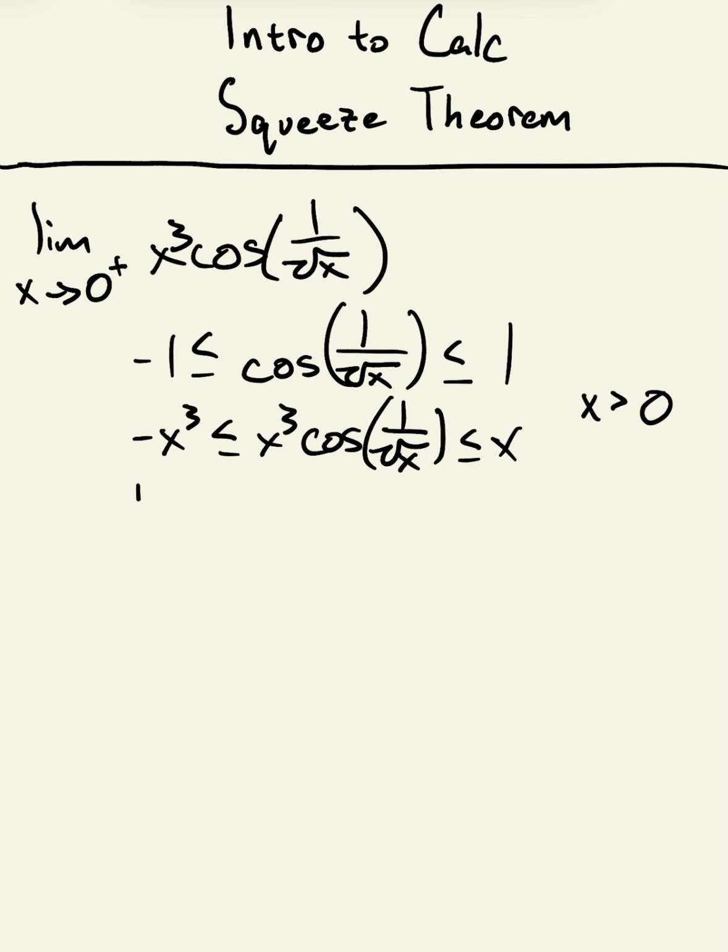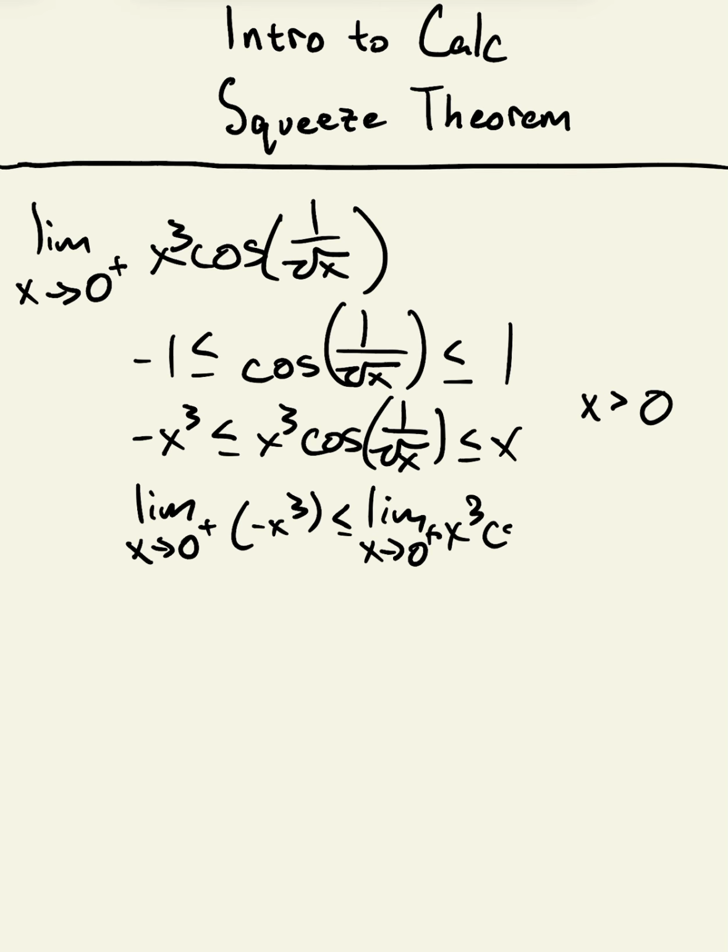So now we just take the limit of both sides. Limit as x approaches 0 from the right of negative x cubed, and then the limit of the inside. And because it's an inequality, we have effectively squeezed it in. So if our value on both ends is the same, I made a mistake here, that should be x cubed, then therefore the value in the middle has to be the same. And that is the basis of squeeze theorem.